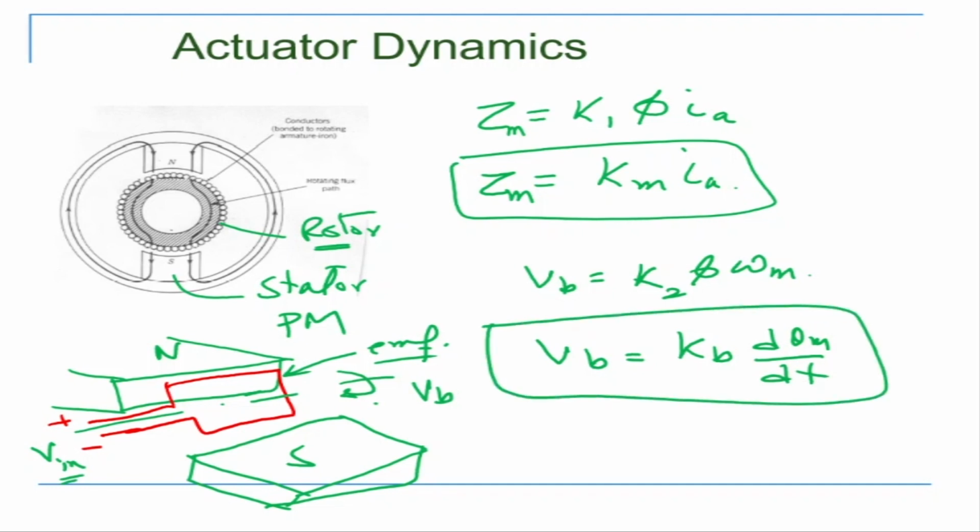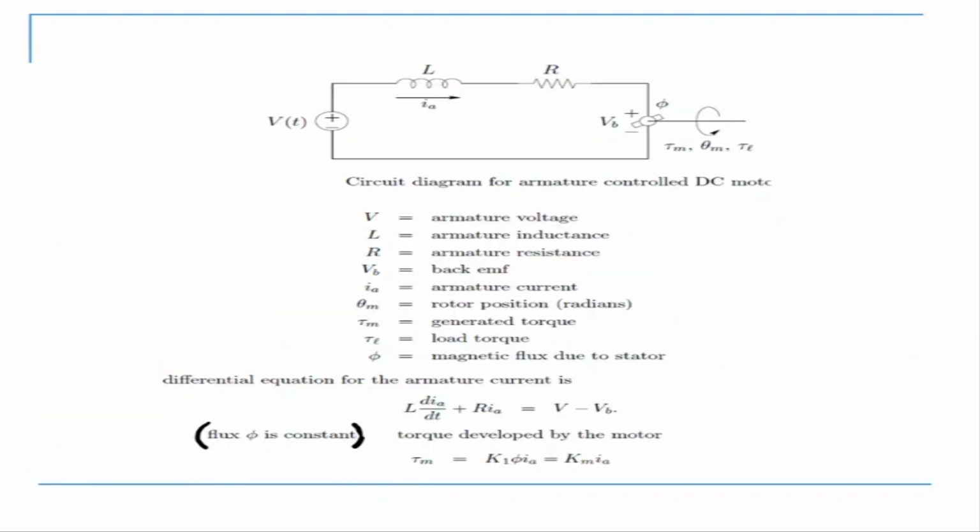So we have the amount of torque being generated by the motor, which is proportional to the armature current. The second is the back EMF, which is being induced in the conductor because it is rotating in a magnetic field. Now let us proceed further.